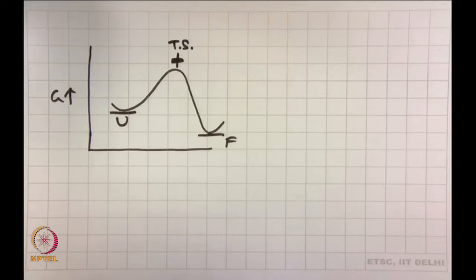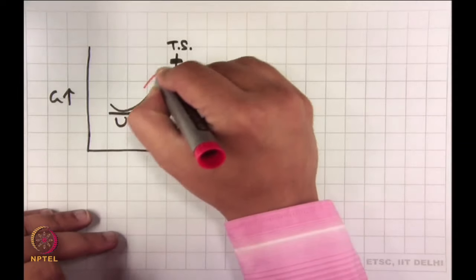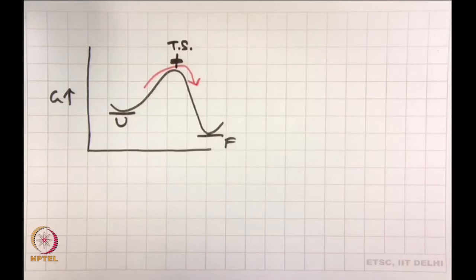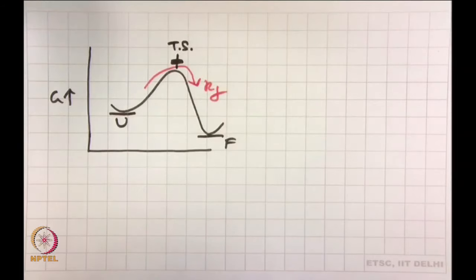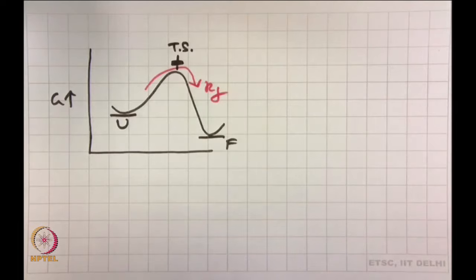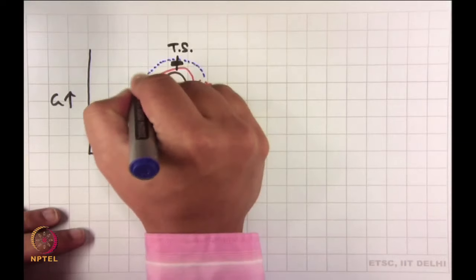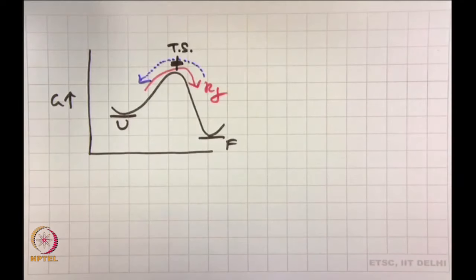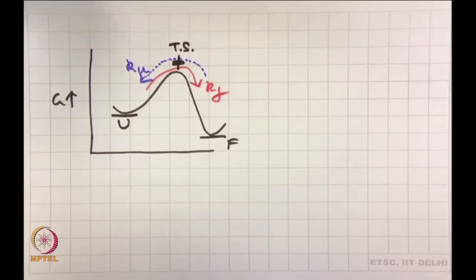So, if you are going from here to here, that means if you are moving over the barrier like this, that means from the U to F, what are you looking at? You are looking at a folding process. So, the corresponding rate constant would be Kf. Similarly, if you are looking at the reverse process, that is going from the folded to the unfolded state, what are you looking at? The rate constant is Ku, right, because you are looking at the unfolding process.